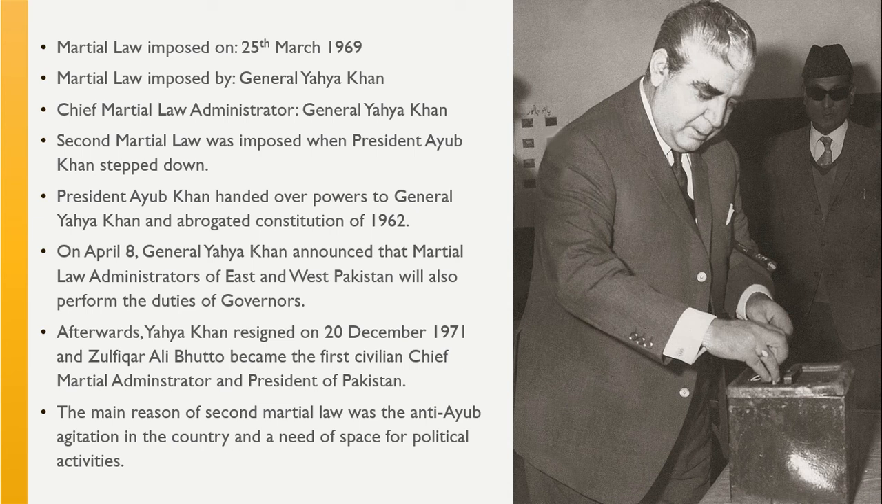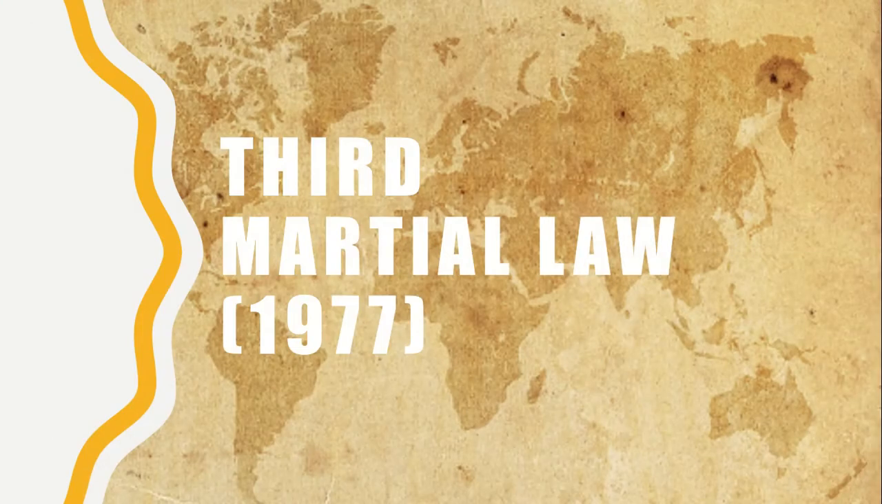On April 8, General Yahya Khan announced that martial law administrators of East and West Pakistan will also perform the duties of governors. After Yahya Khan resigned on 20 December 1971, Zulfikar Ali Bhutto became the first civilian chief martial administrator and president of Pakistan. The main reason of second martial law was anti-Ayub agitation in the country and a need of space for political activities.